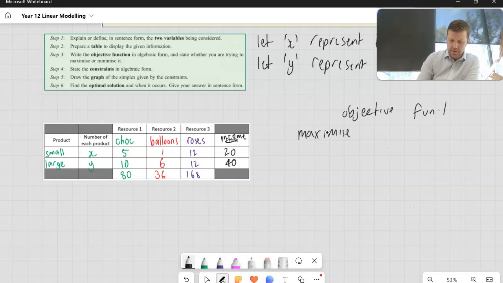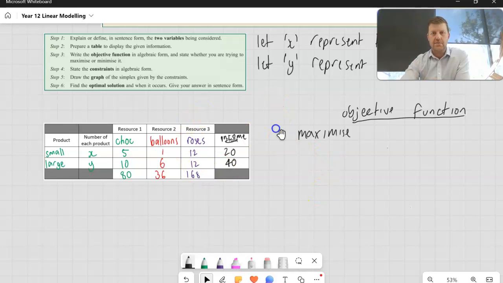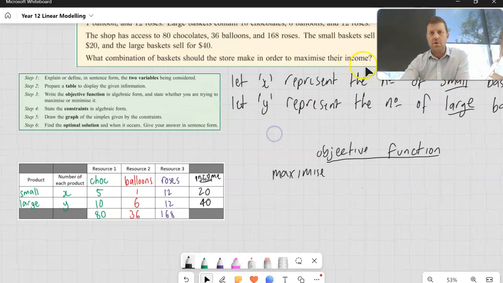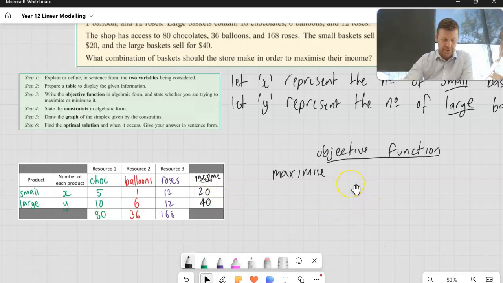Remember, the objective function is based around maximizing that income, and therefore what we want to do is use the sale price for the small and large baskets to create an algebraic expression. So in terms of x, which is the small basket, 20x, which represents $20 per small basket, plus $40 per large basket, or $40 times the number of large baskets we sell, will give us the income.